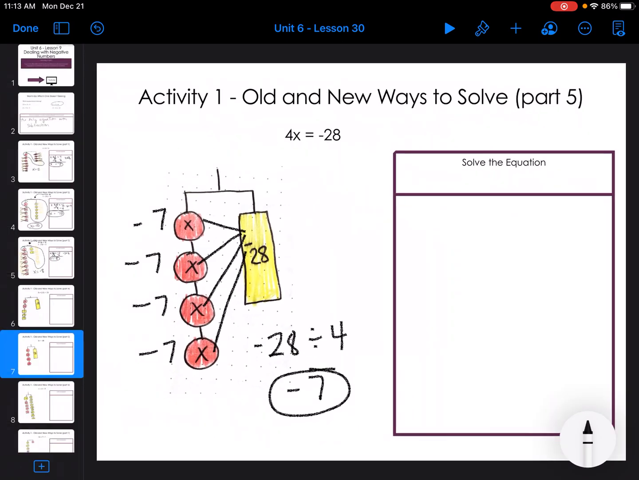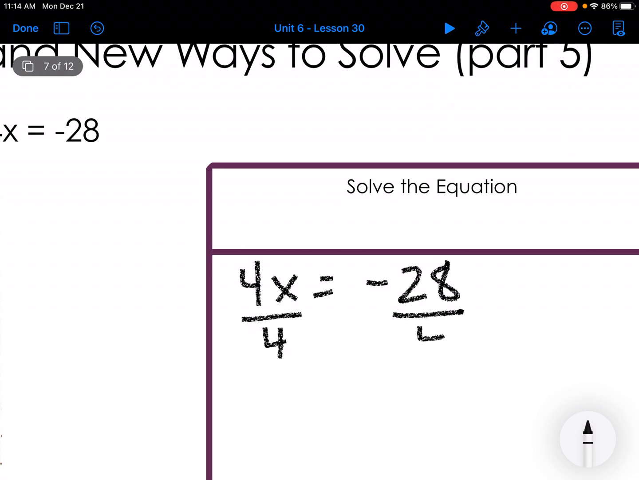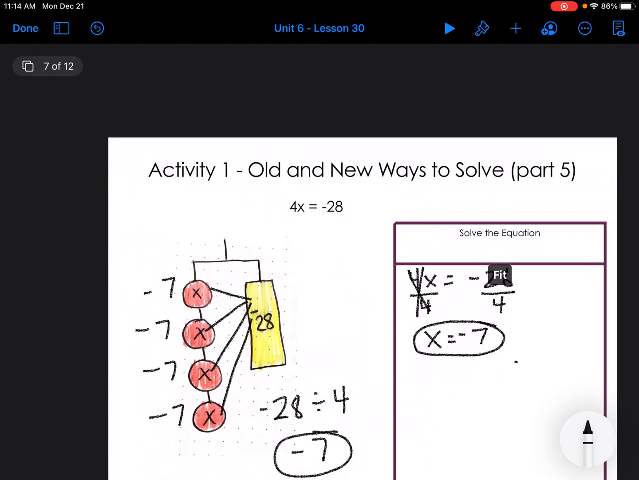All right, so now I'm going to solve it traditionally over here. So I have 4x equals negative 28. There's nothing to zero out, so I'm going to find for 1. So I'm going to divide by 4 on each side. And I'm left with x equals 28 divided by 4 is 7. Signs are different. My answer is going to be a negative 7.